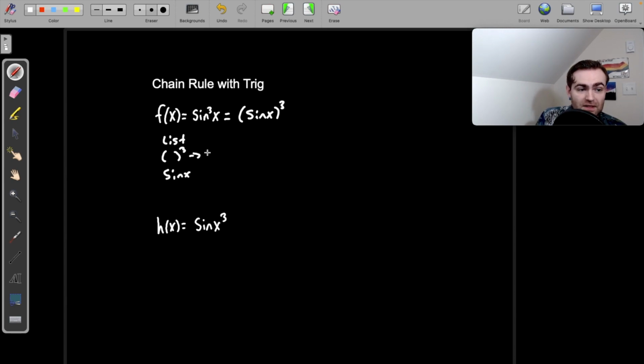The derivative of something cubed is 3 times something squared. The derivative of sine of x is cosine of x. So the derivative of this is going to be 3 times, keeping the inside the same, that sine x, and then we'd have that squared, times the derivative of the inside, which would be this lovely cosine.